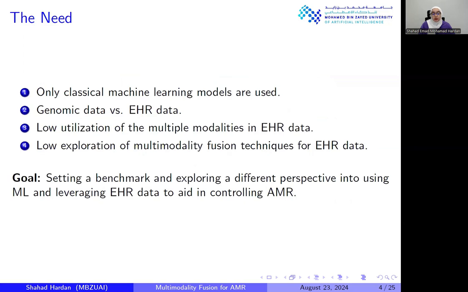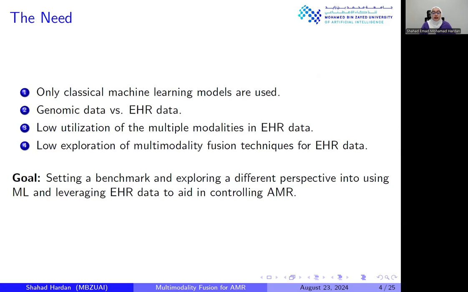So we're using machine learning and we're using EHR data. But why do we need to follow the approach that we're following? One, because there are very few studies that are focusing on antimicrobial resistance. And even these studies are only addressing it using classical machine learning. So we want to use deep learning models because they're better at capturing the patterns in the data. Most studies are also using genomic data versus EHR data.